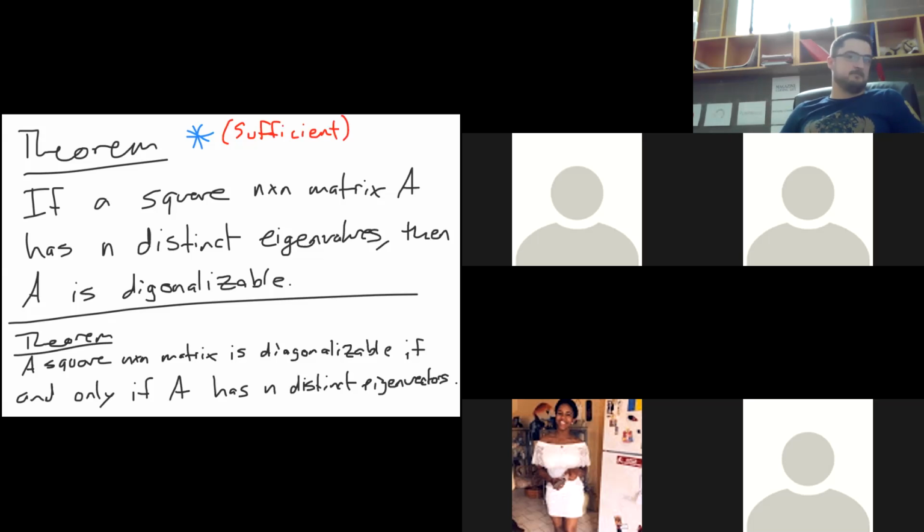For the most part, most diagonalizable matrices will have n distinct eigenvalues. However, that's not always a necessary condition to have diagonalization. That second one is the necessary one.